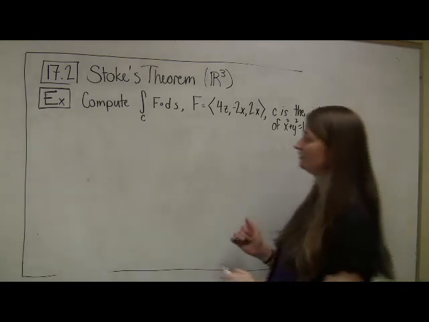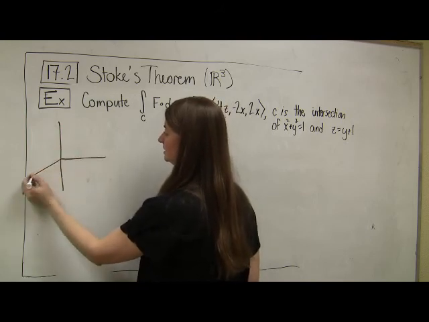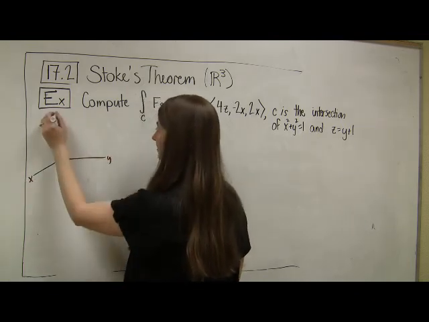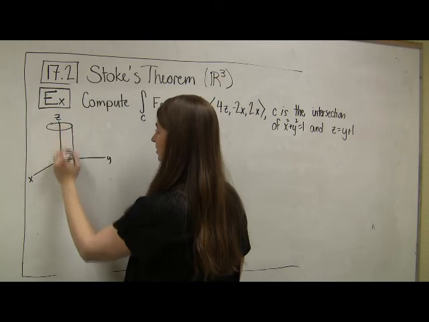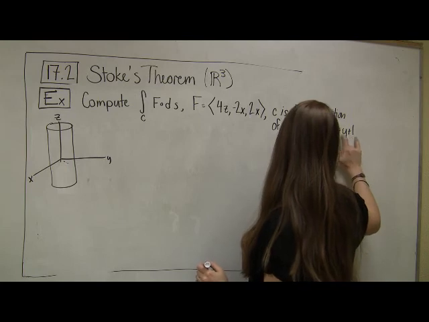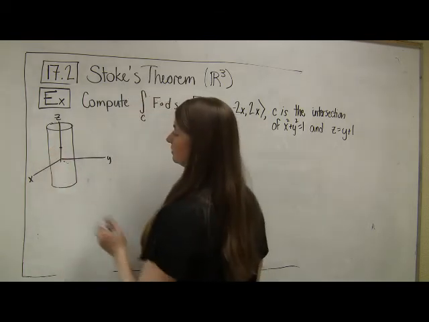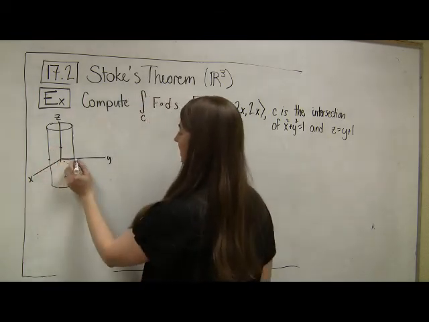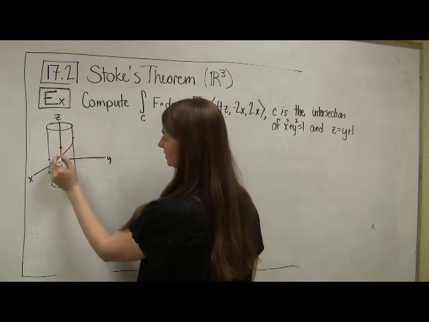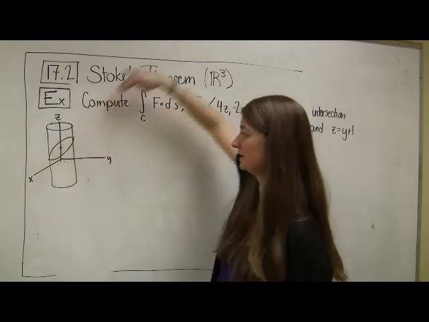So first, we're going to have to take a look at our C. We are going to look at the intersection. Here's my x, my y, my z. We're looking at a cylinder of radius 1, and then I'm going to intersect it with this plane z equals y plus 1. So when y equals 0, z is up here at 1. When y is negative 1, z is down at 0. And when y is positive 1, z is up at 2. So essentially, I'm slicing this cylinder with this plane that goes diagonally this way.